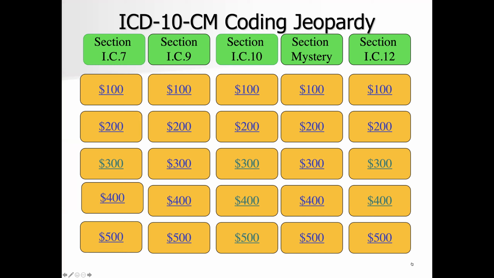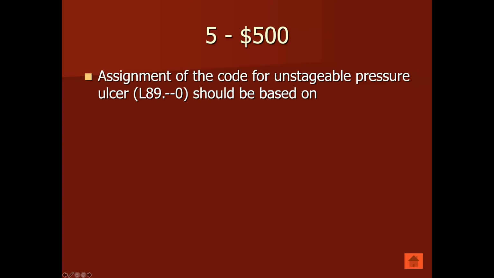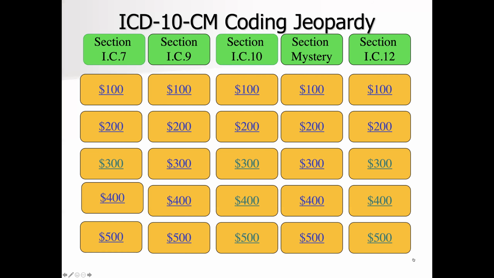Chapter 12 for 500, please. Chapter 12 for 500. Assignment of the code for an unstageable pressure ulcer should be based on. What is the clinical documentation? That is correct, and that's 500 for Markeisha. And right now, Markeisha and Sheila are tied. Back to Tina.